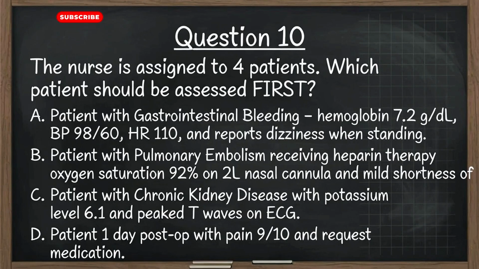B. Patient with pulmonary embolism receiving heparin therapy with oxygen saturation 92% on 2L nasal cannula, and mild shortness of breath. C. Patient with chronic kidney disease with potassium level 6.1 and peaked T waves on ECG. D. Patient 1 day post-op with pain 9/10 and requesting medication.